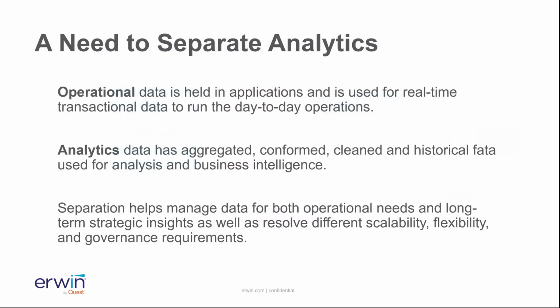Now, data mesh talks about separating your analytics into two layers. There's the operational layer, which is the running of the hospital, and it's for real-time transactional data. And then an analytics layer, which is where your aggregated and conformed and cleaned historical data is used in place. And the reason we separate them is they have different architectural needs. So operational is about real-time transactions, and the analytics layer is about aggregation and conformance and cleaning and representing the data. So they have different needs for scalability and flexibility and governance.